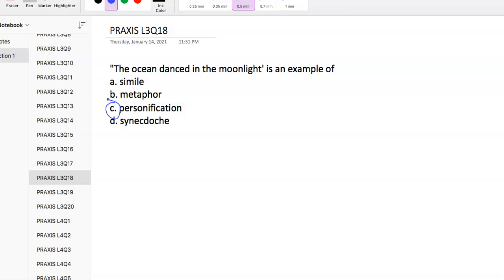Simile compares two things that are alike in some way. So an example would be as blind as a bat. A metaphor refers to one thing by mentioning another. An example of a metaphor could be feeling blue.